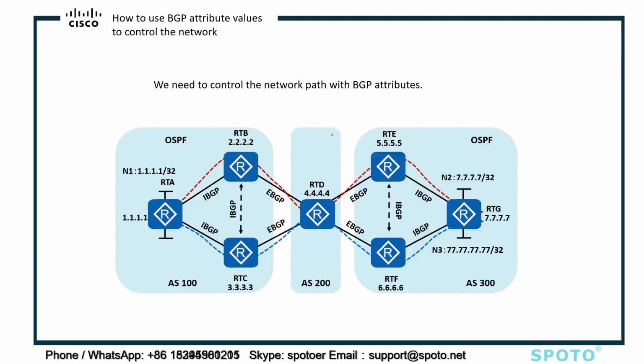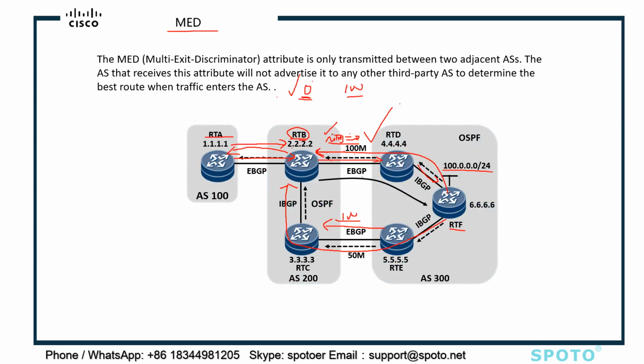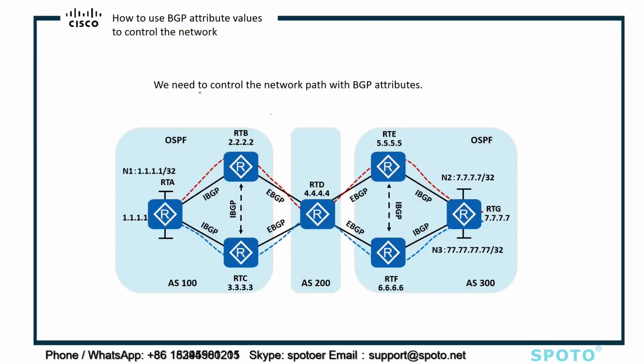Okay, so we have learned some attributes about the BGP protocol. Next, we have one topology just like this. We need to control the network path with the BGP attribute. For this topology, first of all, we need to know that for the AS100, we have 3 different routers, and they are the iBGP neighbors. RTA has a network segment 1.1.1.1, and RTD is in the AS200. Now, RTD will establish the eBGP neighbor with the BCEF in the physical interface, and for the AS300, we have 3 different routers.